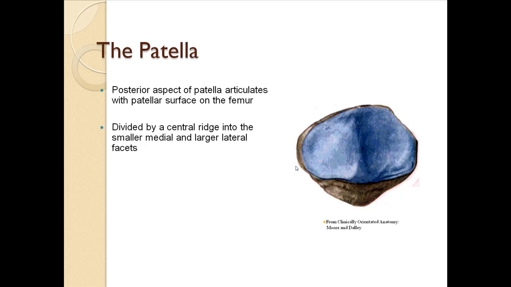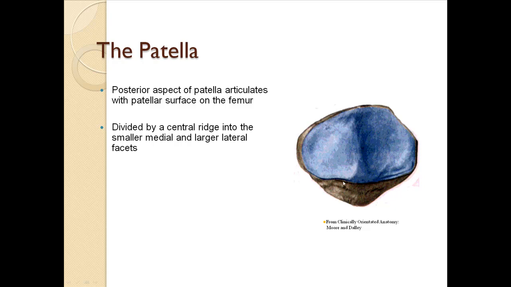The patella is a sesamoid bone. It's a triangular shaped sesamoid bone, with this section down here, the apex, being the inferior aspect of the patella. This is the base. Now the patella is a sesamoid bone that sits in the tendon of the quadriceps muscle. It's the largest sesamoid bone that we have in the body.